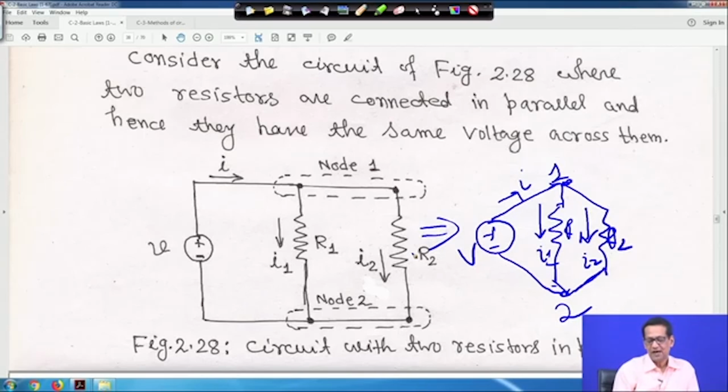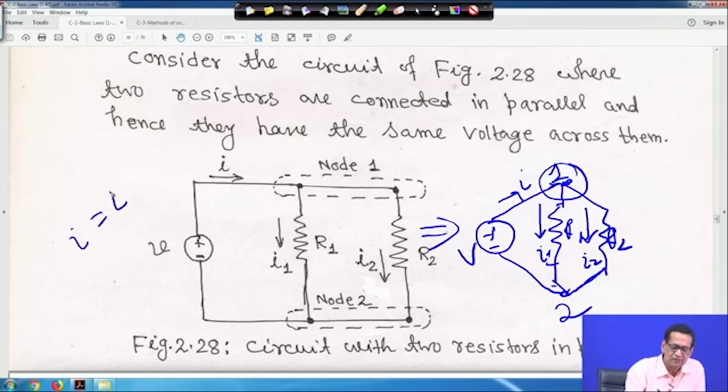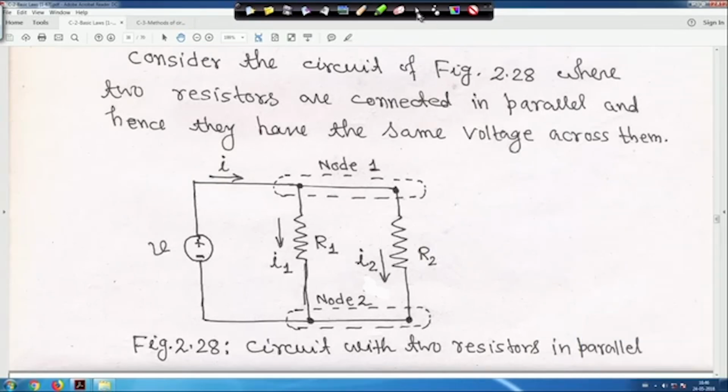That means I is equal to I1 plus I2. If you write KCL at this node, this is node 1 together because it is a wire. So, at this node there is incoming current I and two outgoing currents I1 plus I2, that means I is equal to I1 plus I2, right. Things are simple and understandable. So, let me clean it.